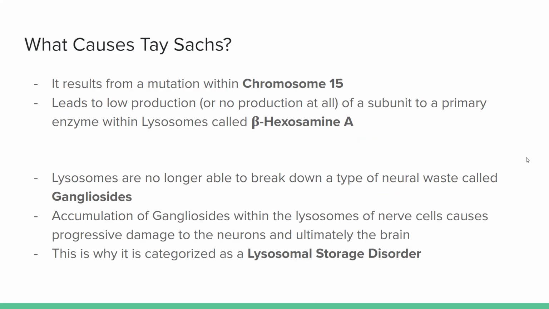Tay Sachs is caused by a mutation on chromosome number 15, and this mutation leads to a low production or no production at all of a very important subunit to a primary enzyme within lysosomes called beta-hexosaminidase A.